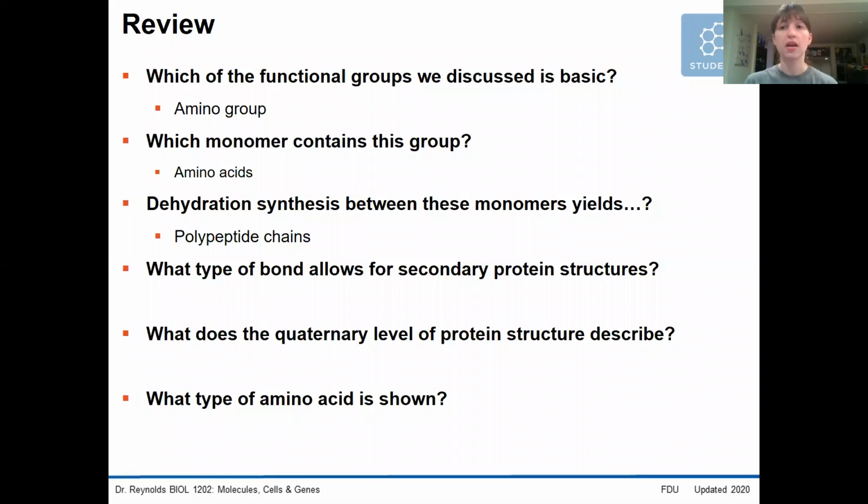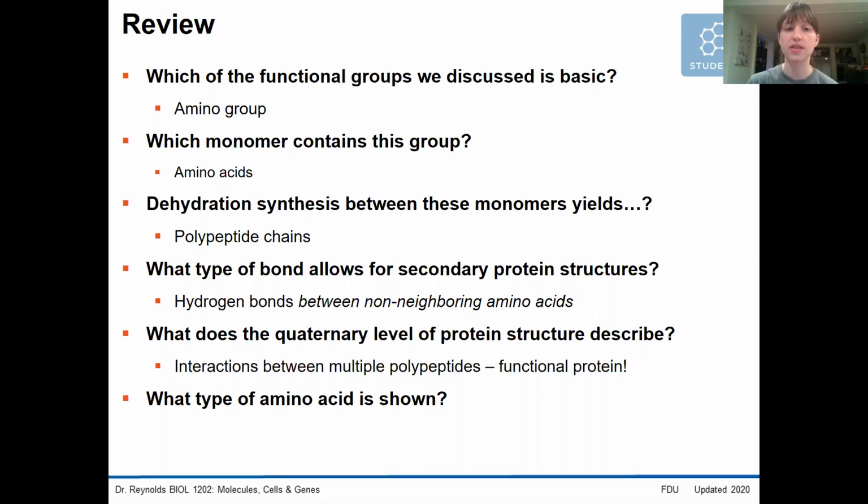Good, that would be a ribosome, and that ribosome is an enzyme, so it's going to be made out of proteins. Now, what type of bond allows for secondary protein structure? Those are hydrogen bonds between non-neighboring amino acids. So the peptide bond that links amino acids one to the next, that actually forms the chain, that's going to be primary structure. That's what's assembled by the ribosomes. The quaternary level of structure is when we have interactions between multiple polypeptides shown to actually yield a functional protein.